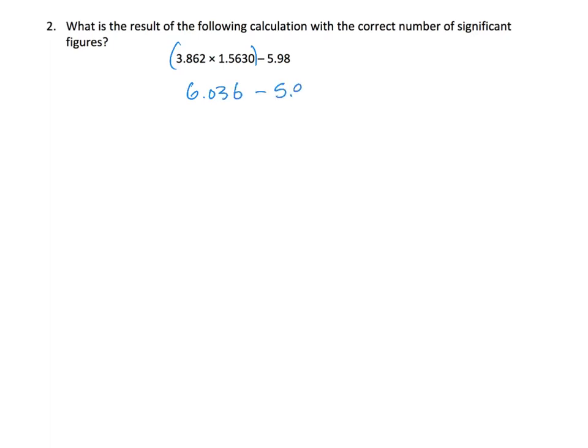minus 5.98. For subtraction, our answer should have the same number of digits after the decimal as the number with the fewest that we started with. So that is equal to 0.056, but we can only have 2 digits after the decimal, so the correct number is 0.06 to the right number of significant digits.